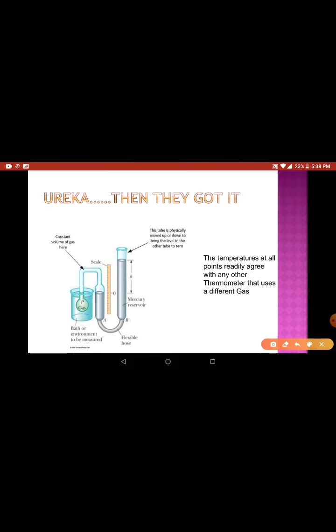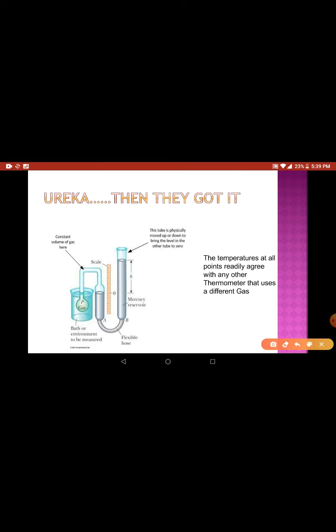Then, to their surprise, when different people used different gases to build these gas thermometers, they were consistent with each other at all points of temperature. Whatever gas you use, whether hydrogen, helium, or neon, irrespective of the material or the type of gas, they all agreed and showed constant readings at all points of temperature. So this is what they wanted, right?